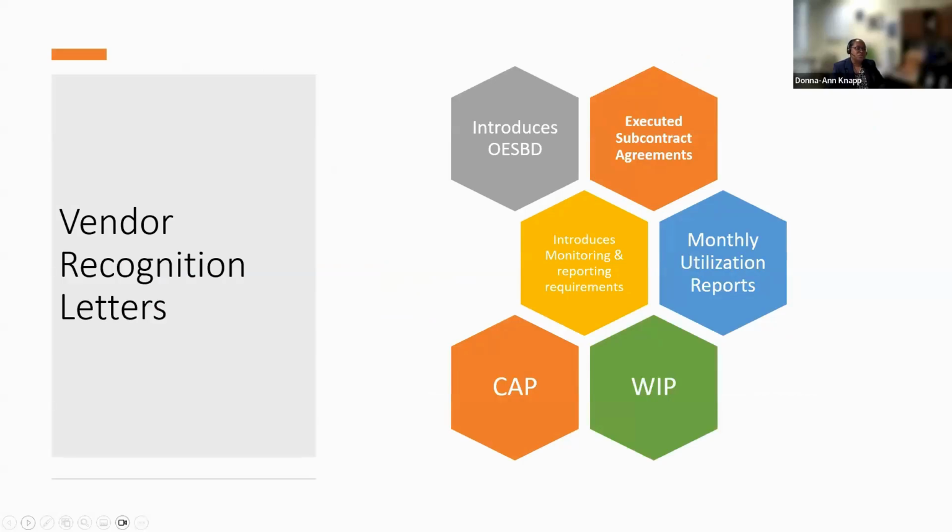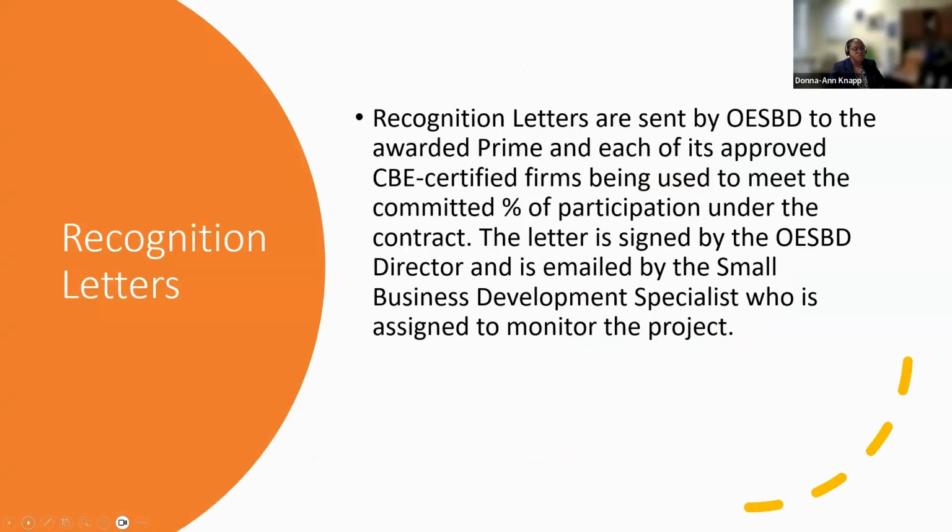The first area in which we're going to interconnect is shortly after you're awarded your contract. The Office of Economic and Small Business Development will issue a vendor recognition letter, not just to the successful prime, or more than one prime if it's a multiple award. We also issue recognition letters to their CBE firms. Now, these recognition letters are a way of introducing our agency.